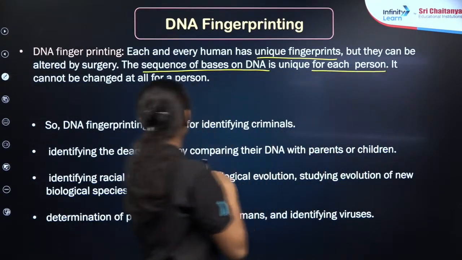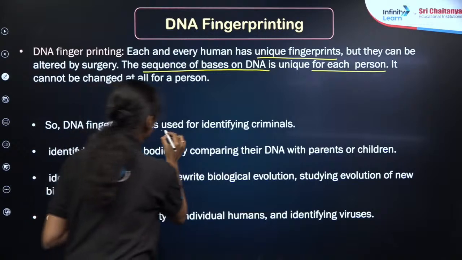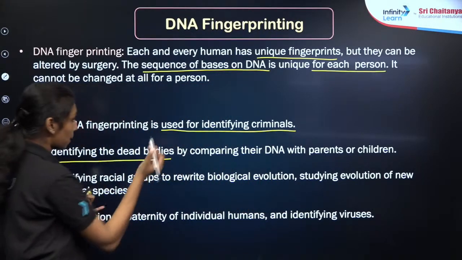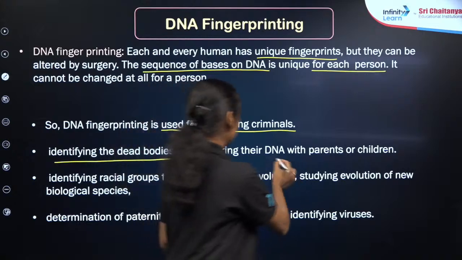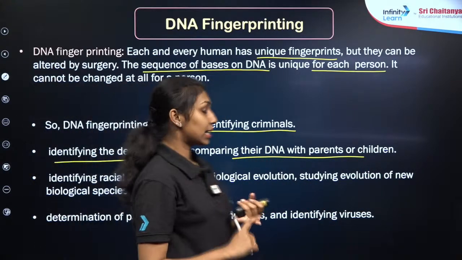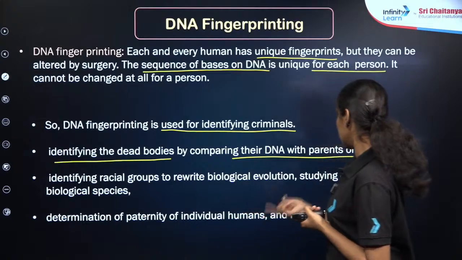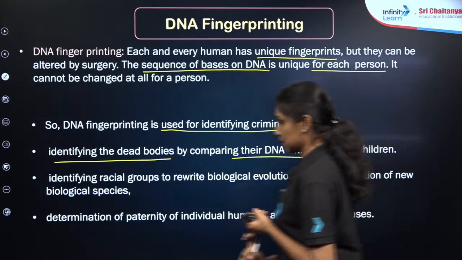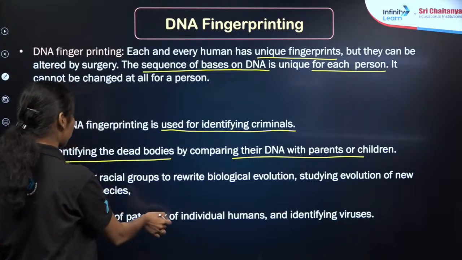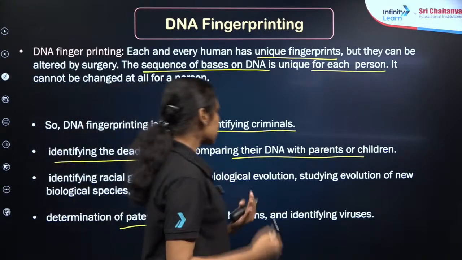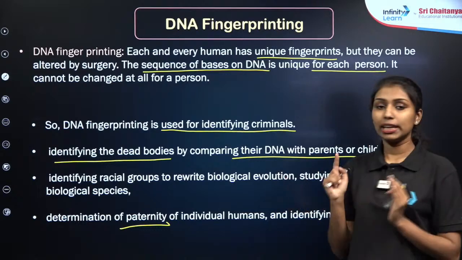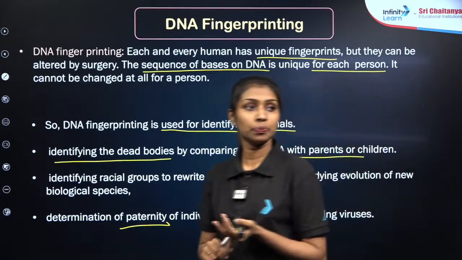So based on that, we can use DNA fingerprinting to identify criminals. Then identify dead bodies by comparing their DNA with parents or children. Then identify racial groups to trace biological evolution, studying the evolution of new biological species. And the last one, the determination of paternity of individual humans, and identifying viruses. These are the main applications of DNA fingerprinting. Clear?